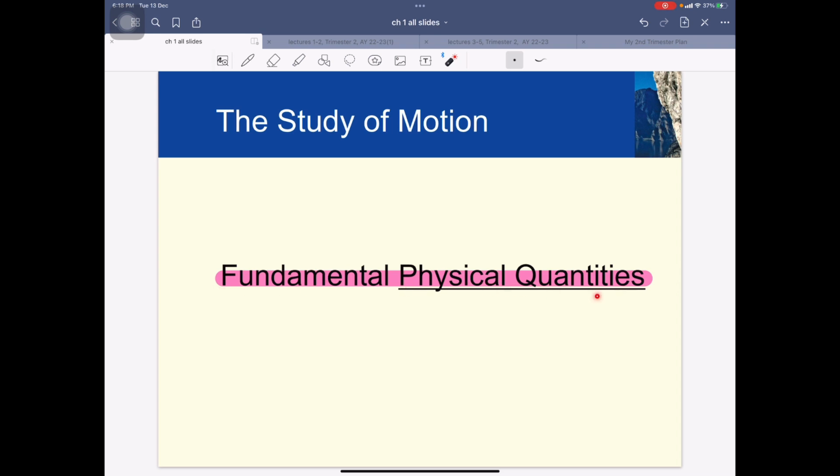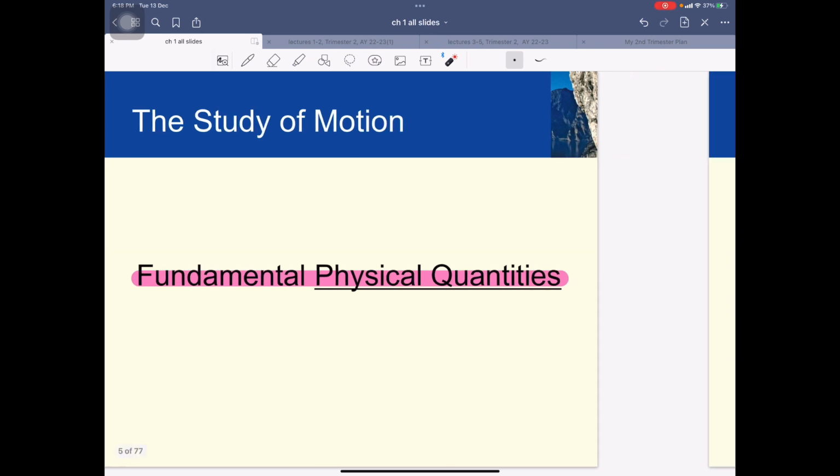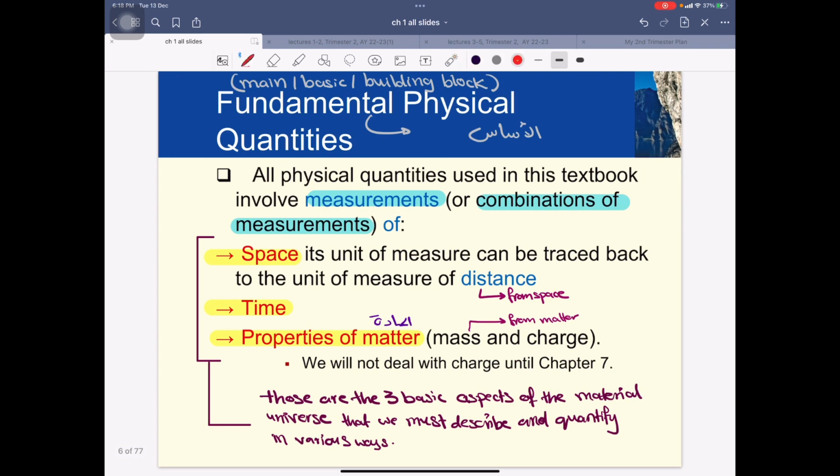Fundamental physical quantities. هذا بيكون السكشن 1 كامل متمحور على fundamental physical quantities. What are they? Fundamental physical quantities are the main, they are the basic, they are the building blocks. هم الشيء الأساسي اللي many other things in physics، أشياء كثيرة في الفيزياء مبنية عليه. فهذه تفهموها fundamental physical quantities. وعندنا 3 fundamental physical quantities: space, وtime, وthe properties of matter.